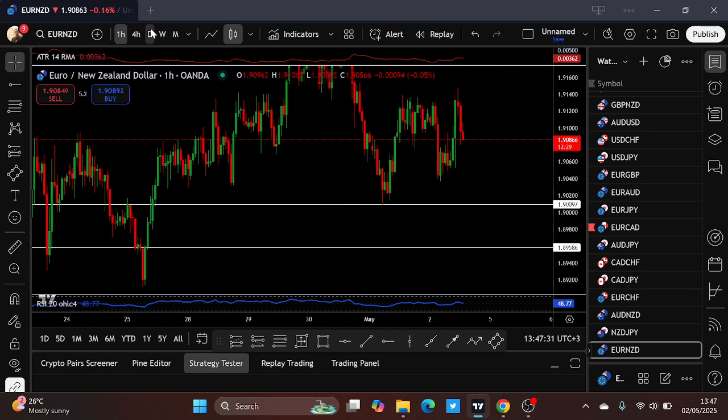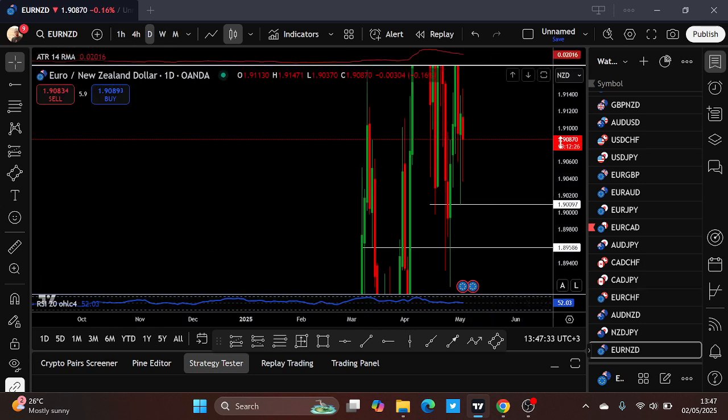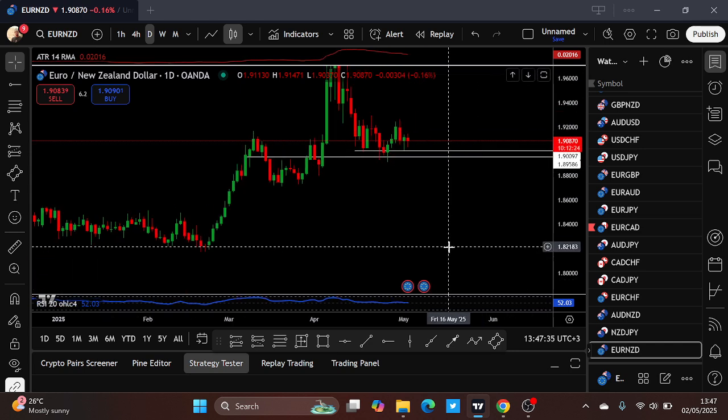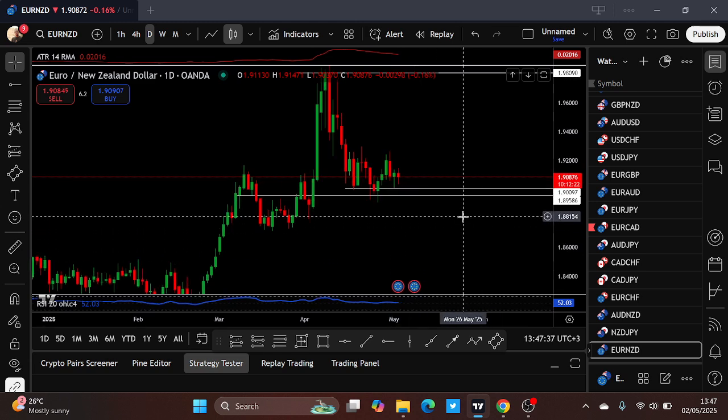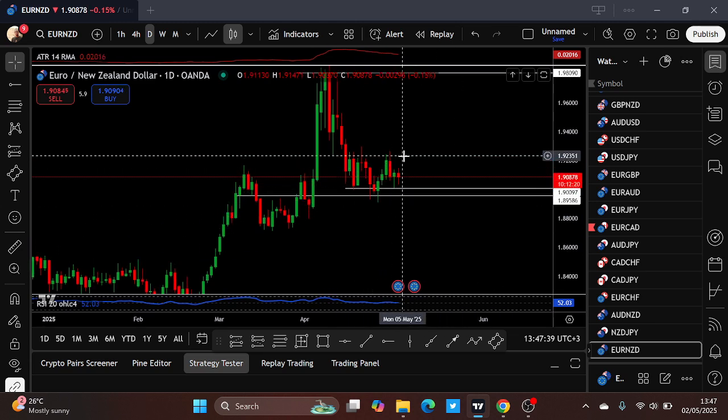So what is the entry trigger on the daily? We have a head and shoulder trying to form on the daily time frame. If it completely forms, then we shall be buying in this inverted head and shoulder. But however, if it does not form, then we shall have to wait.